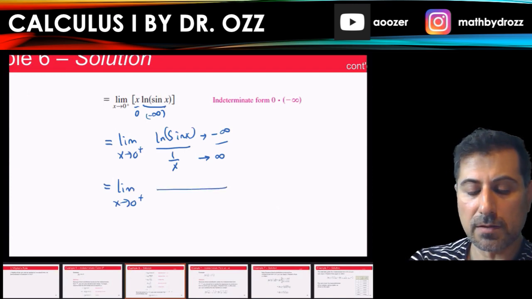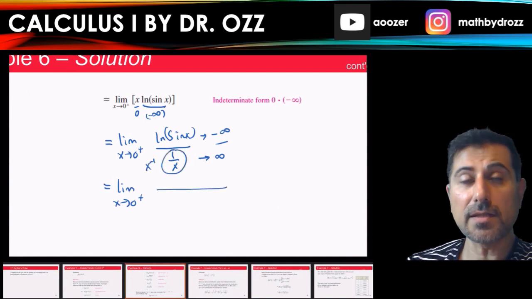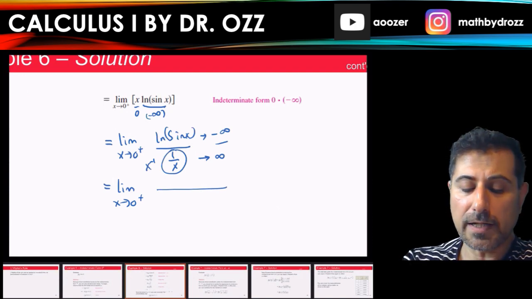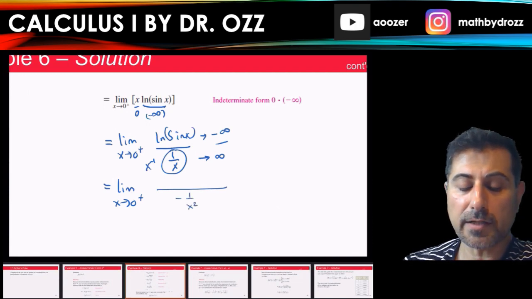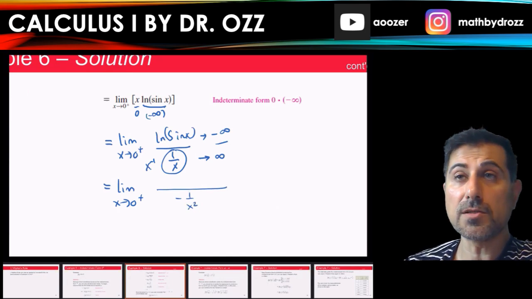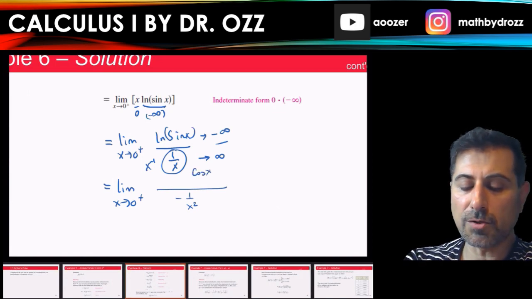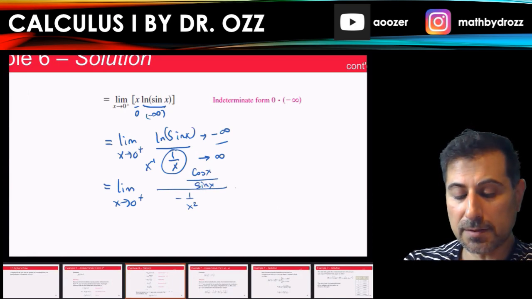And the bottom one, once you write this as x to the power of -1, and if you use the power rule, you have -1 over x squared. And the derivative of the top is the derivative of the inner function divided by itself. So sine has the derivative cosine, so cosine x divided by sine x. So let's just simplify this.